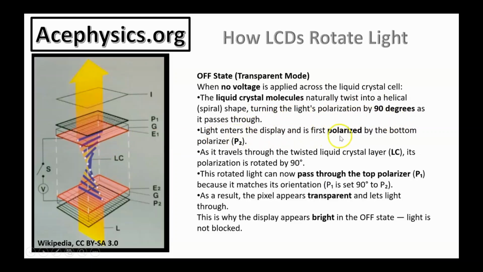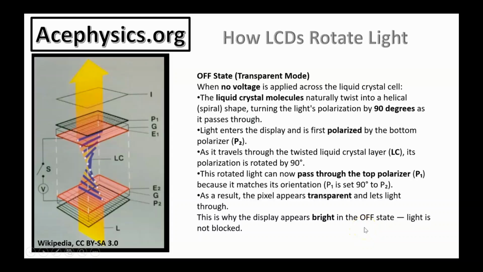through. Light enters the display and is first polarized by the bottom polarizer, P2. As it travels through the twisted liquid crystal layer, its polarization rotates by 90 degrees. The rotated light can now pass through the top polarizer because it matches the orientation. The polarizer P1 is rotated 90 degrees relative to P2. As a result, the pixel appears transparent and lets light through. This is why the display appears bright in the off, non-energized state.